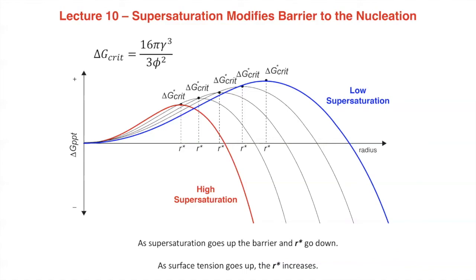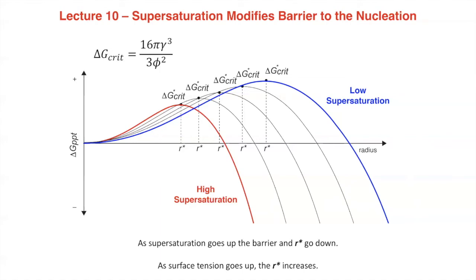Basically, the way I like to remember this is that if you have a very strongly supersaturated solution, it has enough driving force to get over the hump earlier. And so you can pay more to make a less favorable nucleus under conditions of high supersaturation.